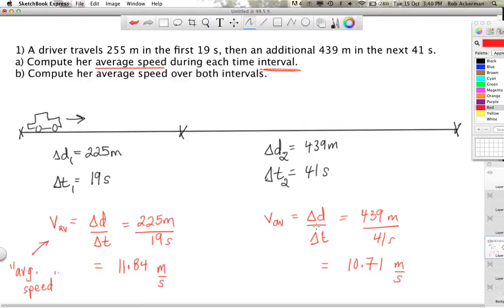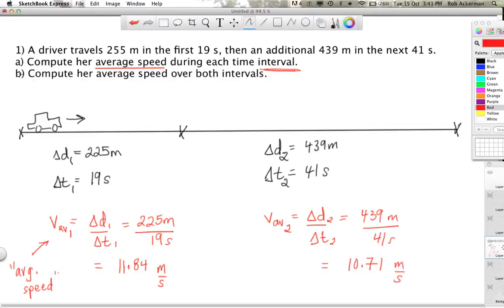Now once again, notice there's two intervals here, so it wouldn't be a bad idea to call this VAV1 and VAV2, delta D1 over delta T1, delta D2 over delta T2. If you're starting to notice that the symbols can get a little tricky here, you're absolutely right. It's going to be very important in this unit that you pay attention to symbols and you accurately record them. Otherwise, you might end up being even more confused than you need to be. So we've done part A now. We've found the average speed during each time interval, and that wasn't too hard.